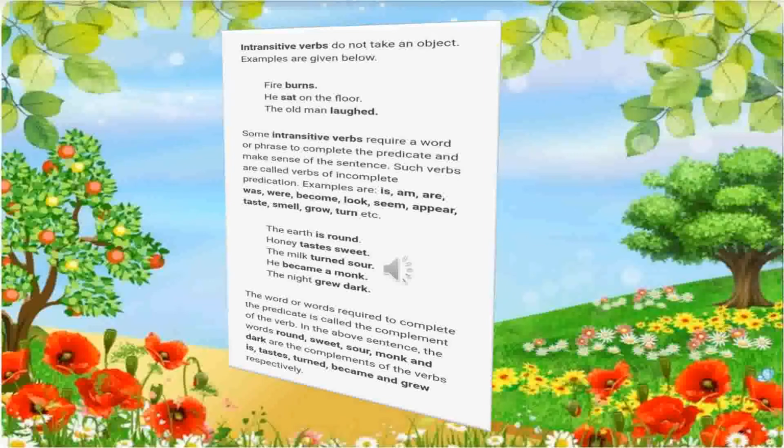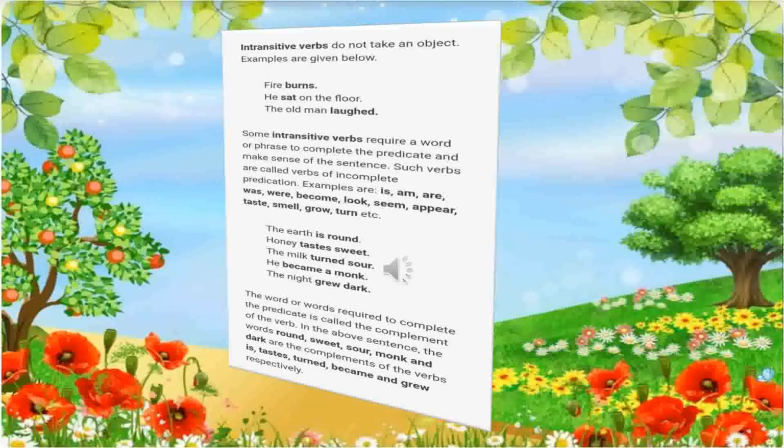Here in the second case, "honey taste." So, the sentence is incomplete. So, we have added a word, "sweet," for the completion of the meaning of that sentence. In the third case, "the milk turned." The meaning is not clear there. But if we add the word "sour," the sentence now gets a meaning.